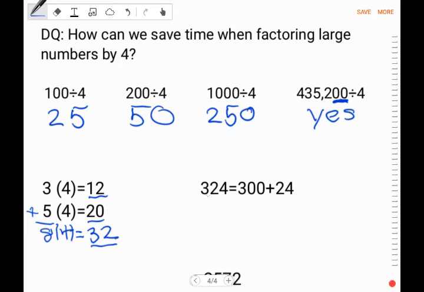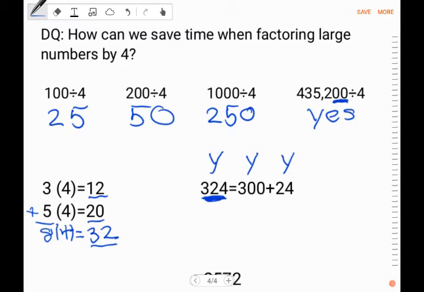So now let's look at this number over here. Does 324 have a factor of 4? Well, we can think of 324 as the number 300, which is a multiple of 100, so we know, yes, it has a factor of 4, plus 24. If 24 has a factor of 4, then this whole number has a factor of 4. I know that 6 times 4 is 24, so that's a yes for 24 and a yes for 324. 324 has a factor of 4.